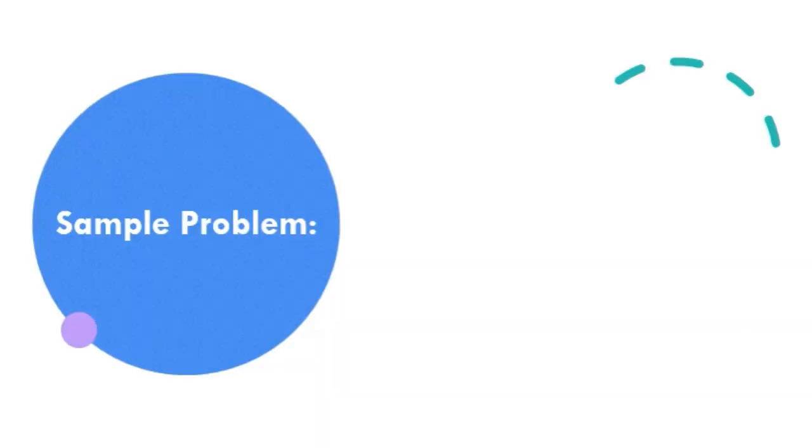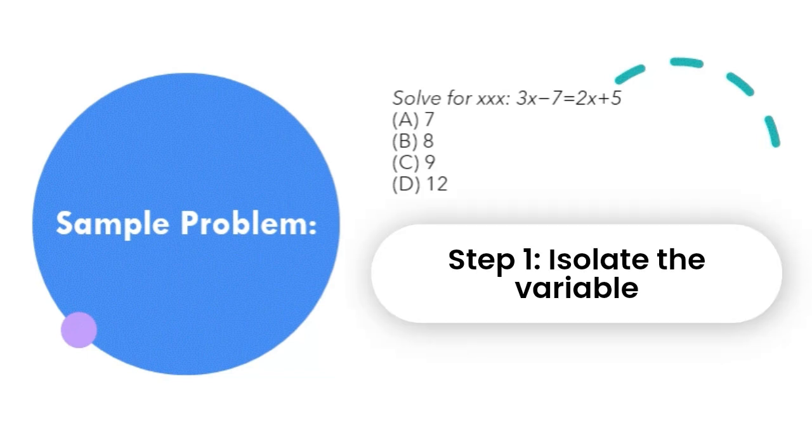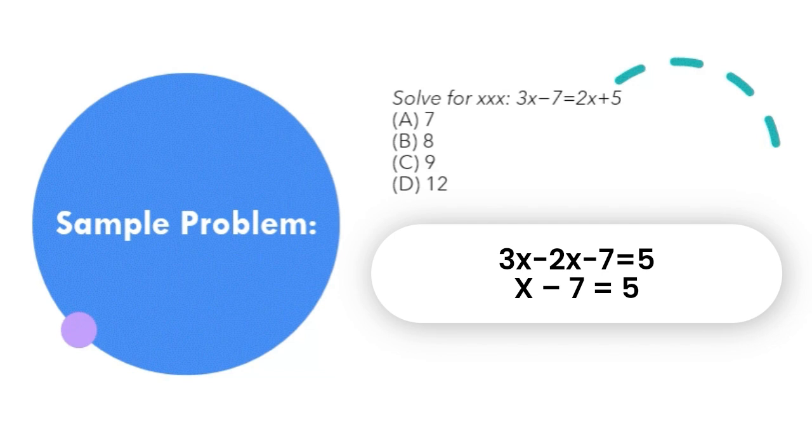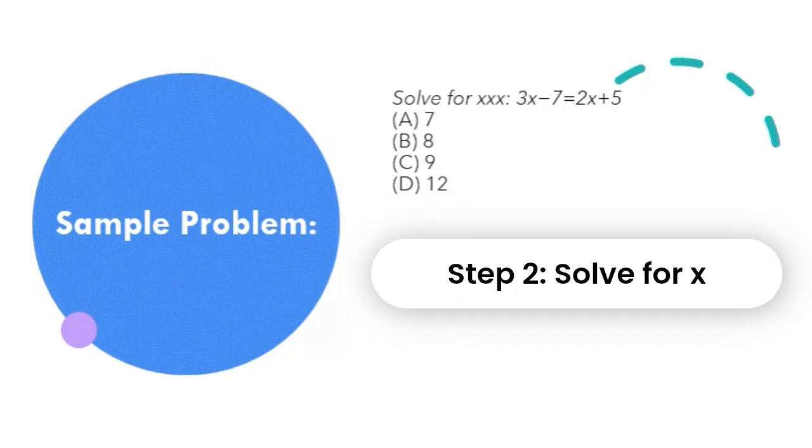Sample problem. Solve for x. 3x minus 7 equals 2x plus 5. A. 7. B. 8. C. 9. D. 12. Step-by-step solution. Step 1. Isolate the variable. We want to get all x terms on one side. Subtract 2x from both sides. 3x minus 2x minus 7 equals 5. x minus 7 is equal to 5. Step 2. Solve for x. Add 7 to both sides. x equals 12.